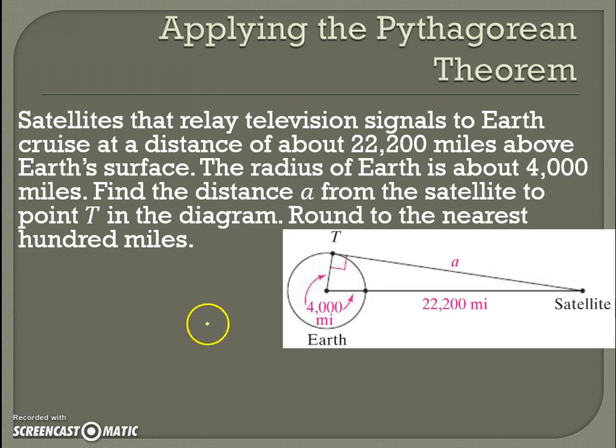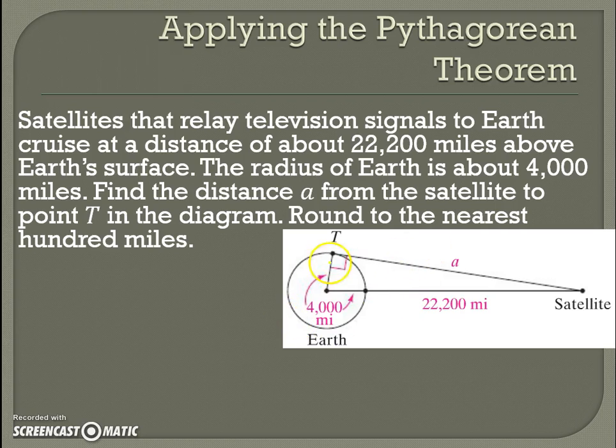All right, so here is applying the Pythagorean theorem. It says satellites that relay television signals to Earth cruise at a distance of about 22,200 miles above the Earth's surface. The radius of Earth is about 4,000 miles. Find the distance a from the satellite to point T in the diagram, round to the nearest 100 miles.